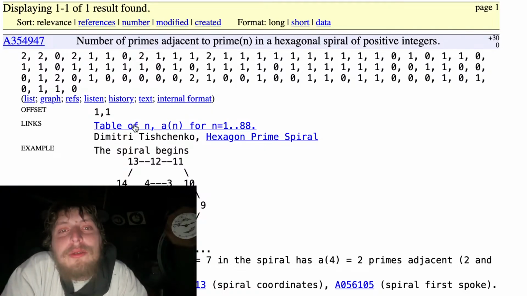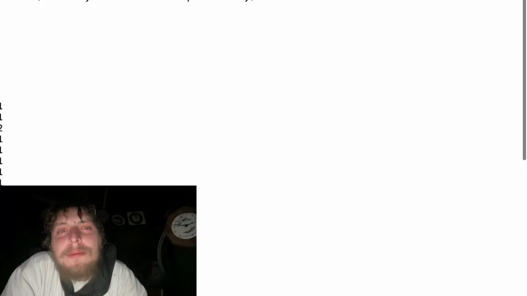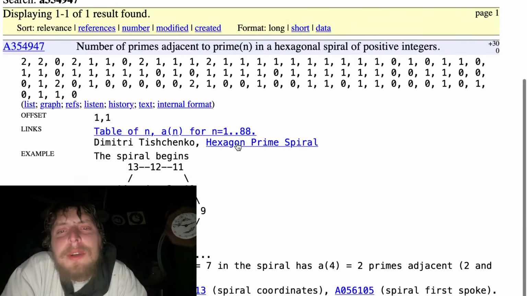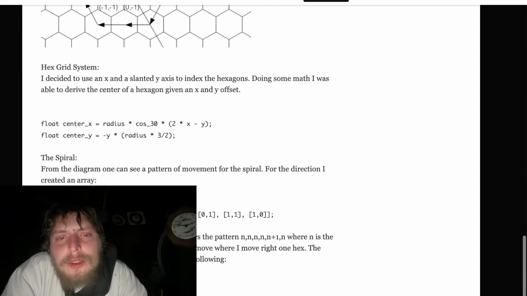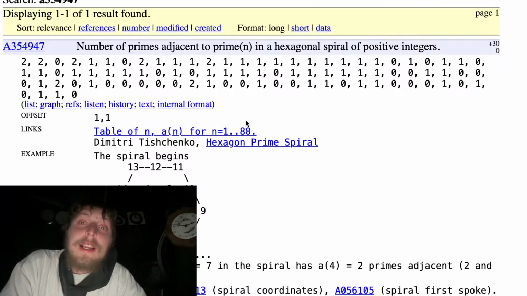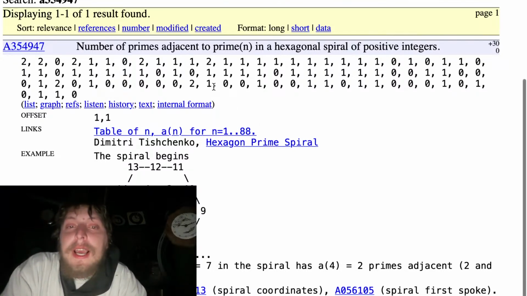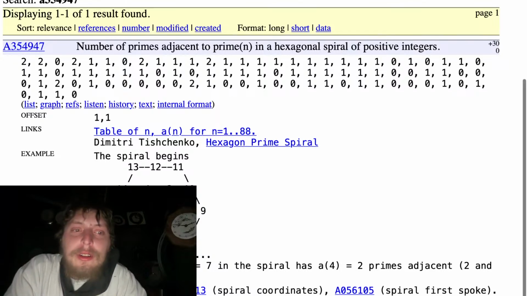Oh, and this is extra cool. Not only did you submit it, but it looks like somebody used it in something. Or I'm not sure if this is what you're referencing or if that was referencing you. In any case, seems cool. I'll have to look more into that later. It looks like it's related to the Ulam spiral, but hexagonal.